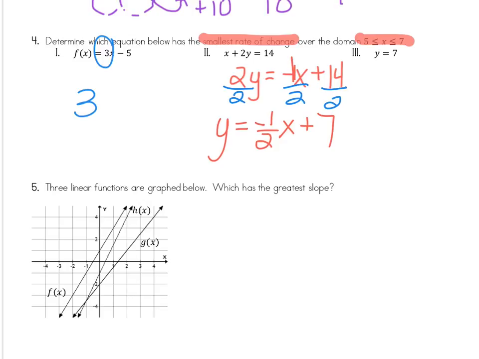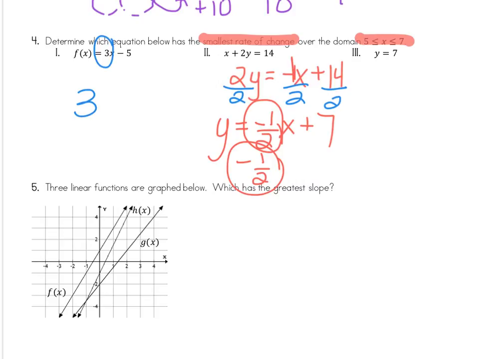Ooh, I have a negative slope here. Y equals mx plus b, so negative 1/2 is my slope. So obviously a negative is much smaller than my positive 3 that I have here.